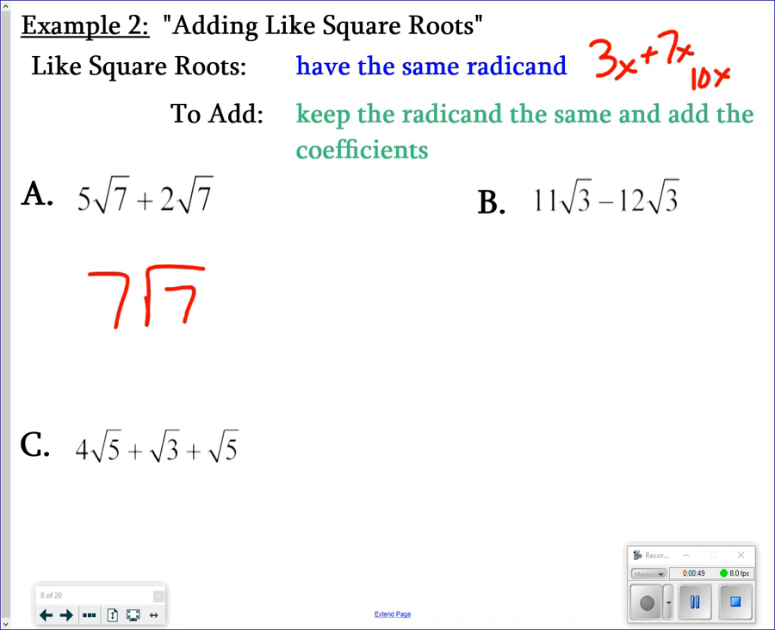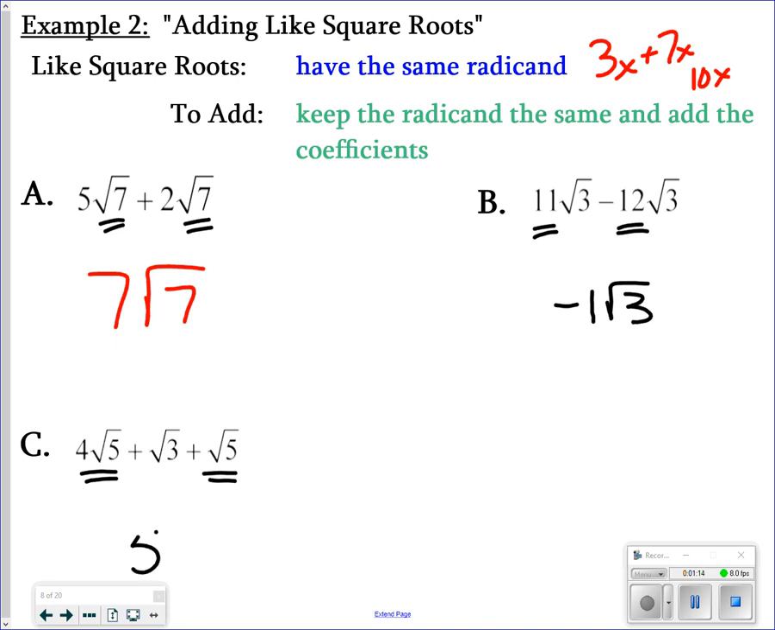3x plus 7x is 10x. Notice you don't change the x, you just add the coefficients. So 5 square roots of 7 plus 2 square roots of 7 would be 7 square roots of 7. Notice that I did not change the radical, merely added the coefficients.